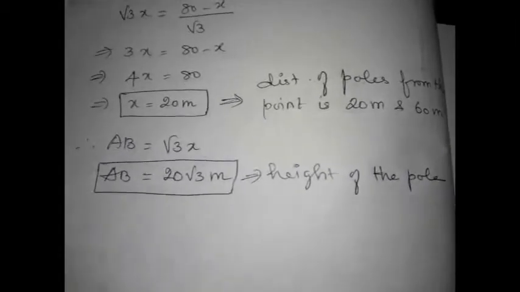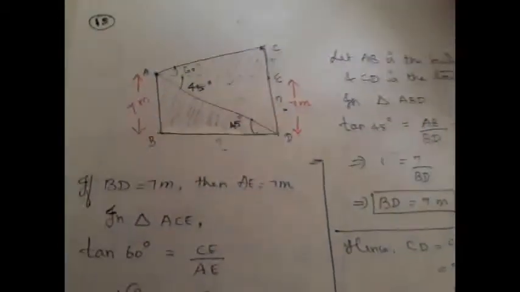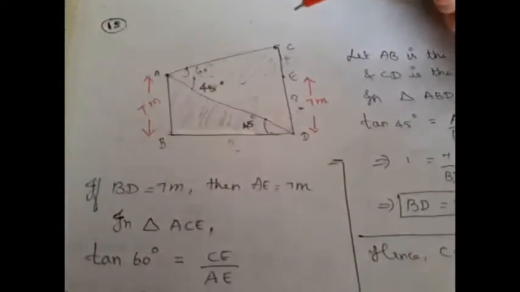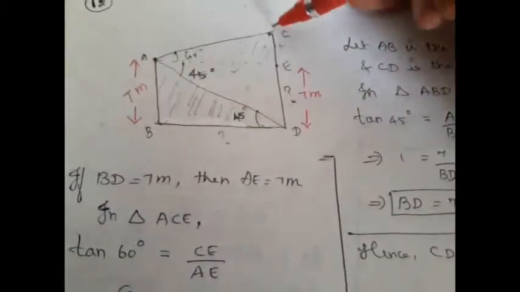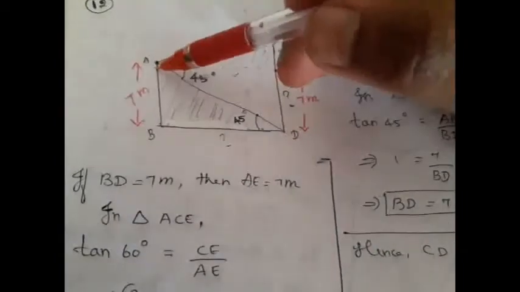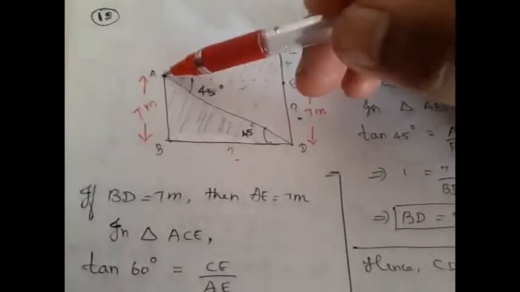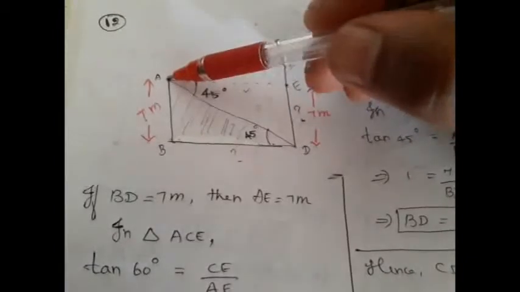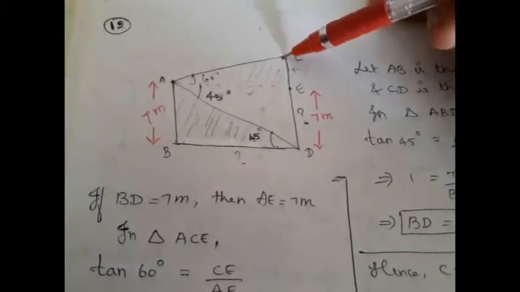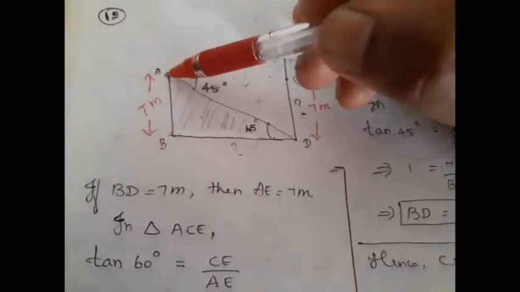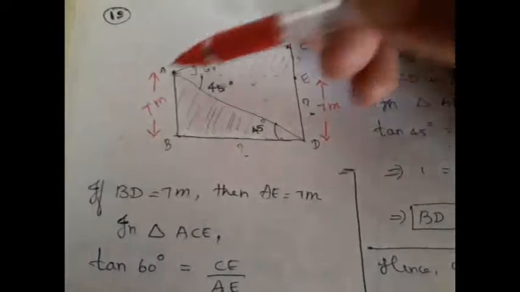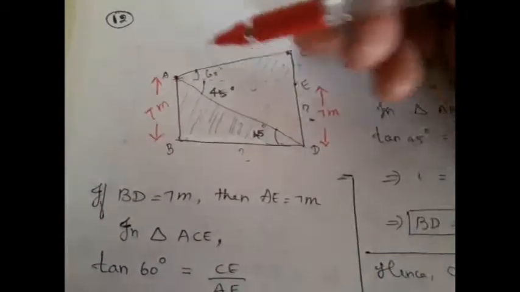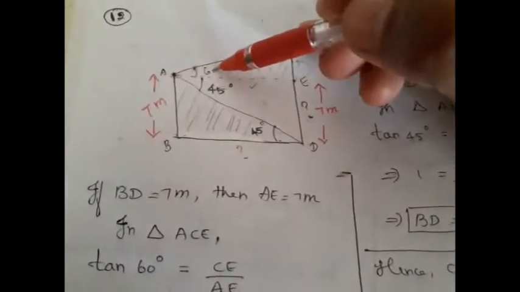Hope you understood. Now let us see how we can solve our 12th question. It is given that from the top of a 7 meter high building, and there is another tower. Okay, there is a building and a tower. From the top of the 7 meter high building, the angle of elevation of the top of the tower is 60 degrees. To get the angle of elevation, we need the line of sight, right? So let us draw the line of sight AE. So this angle is going to be 60 degrees.